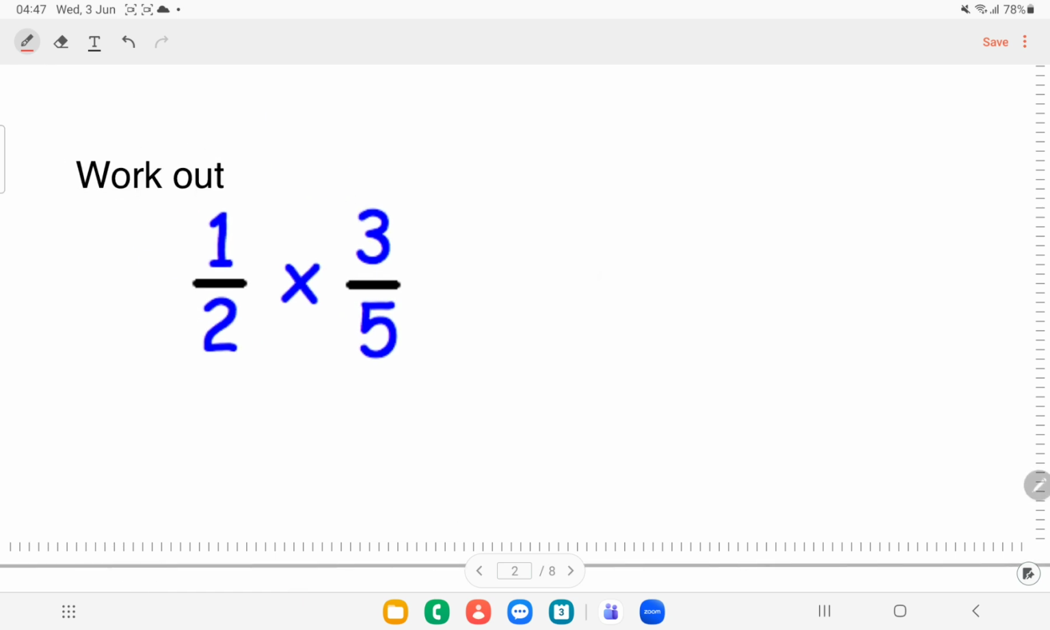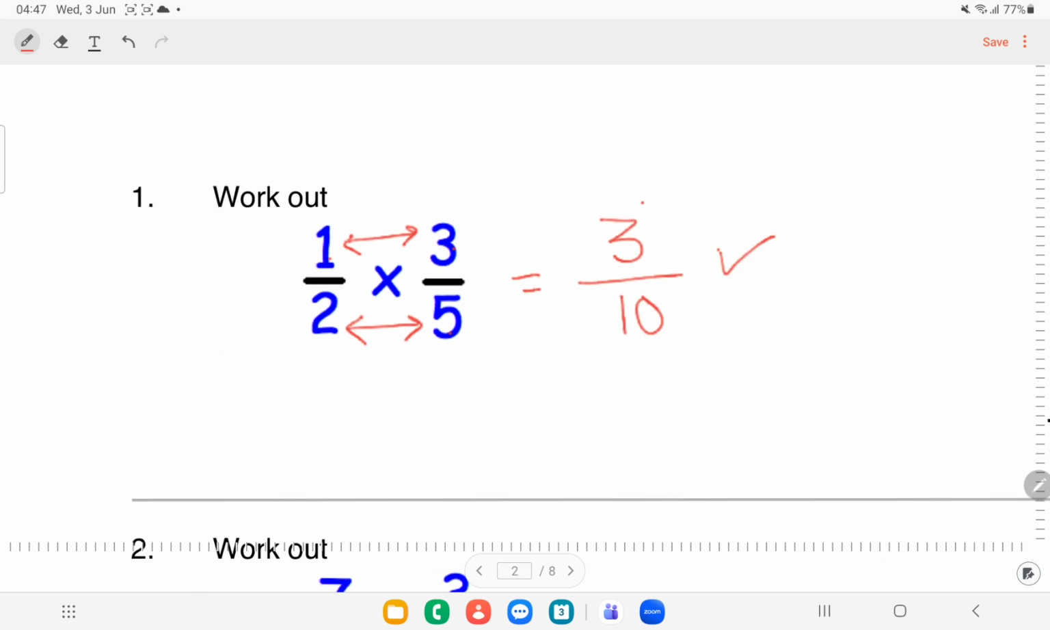You cannot simplify because we do not have any even number in the numerator. We cannot simplify by 2. We cannot even simplify by 3 or 5. So what we are going to do is just multiply numerator to numerator, 3 1s are 3, and denominator to denominator, 5 2s are 10. And this is your proper fraction, because a proper fraction is a fraction which has a smaller number in the numerator and a greater number in the denominator, and this is your final answer.